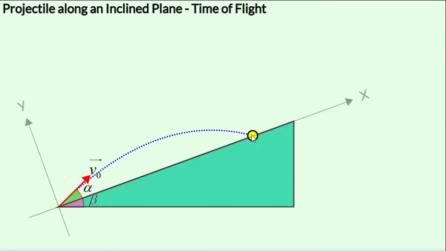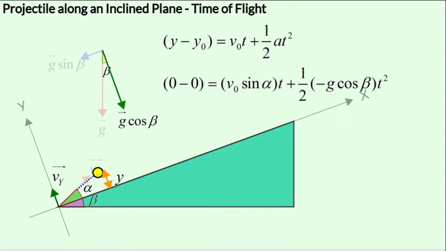And to compute the time of flight, we applied the second equation of motion along the y-axis. And we will do exactly this in the current lesson, except that the y-axis is no longer vertical but is perpendicular to the plane of the incline. So here we have the second equation of motion. y minus y0 equals v0t plus half at squared.